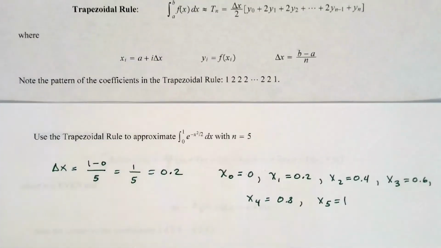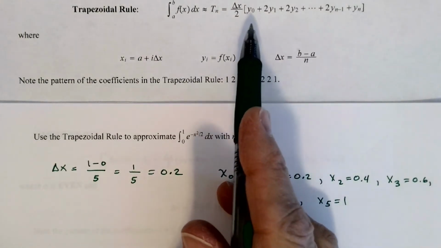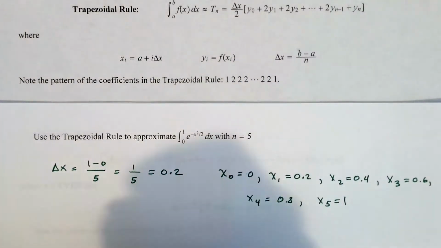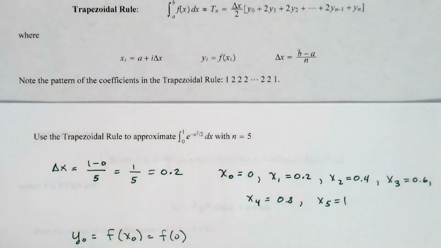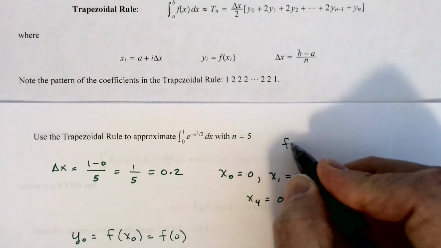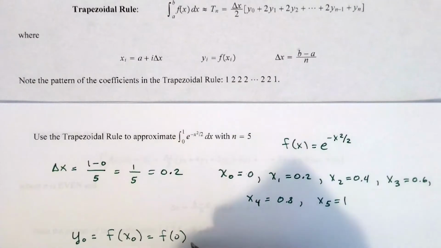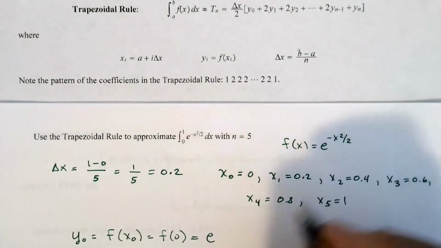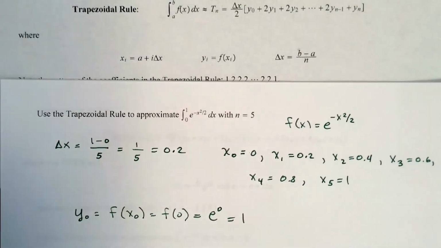So what do we have here? Remember what the notation means here, the y sub 0, the y sub 1, and so on. So what is y sub 0? Let's just say y sub 0 is f of x sub 0, which in this case would be f of 0. And of course the function is the integrand. So f of 0 would just be what? e to the, if I plug in x is 0, this whole exponent is just 0, e to the 0, which is actually 1. So you can actually evaluate that one.